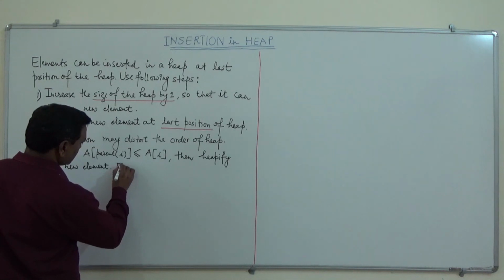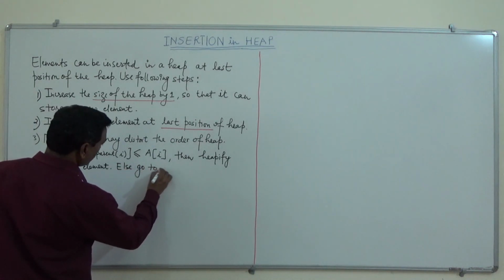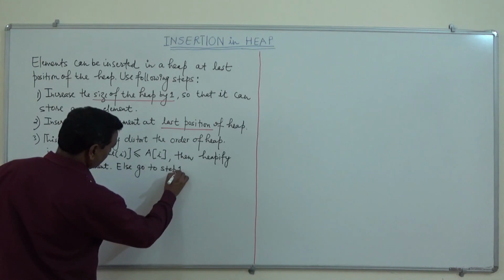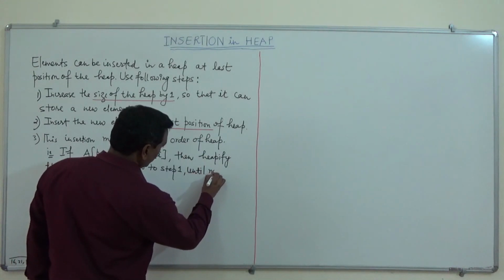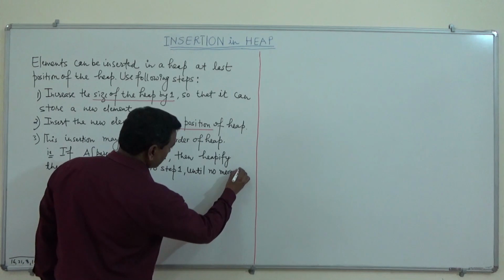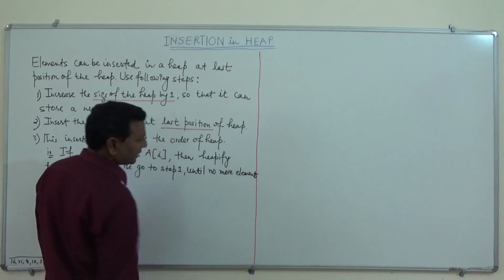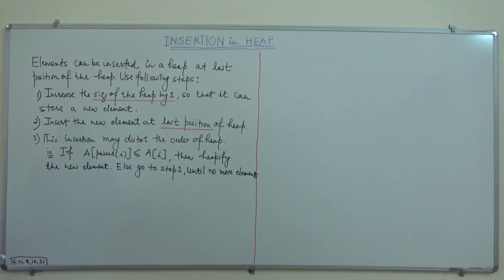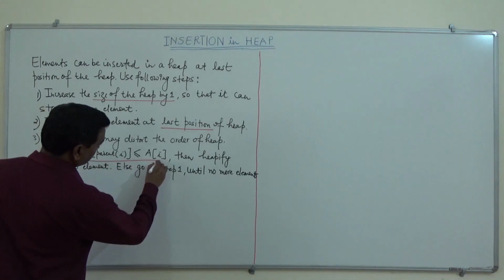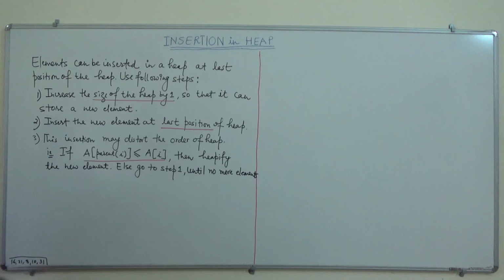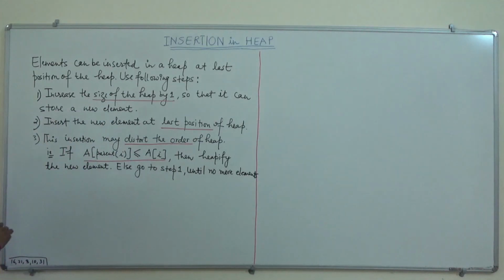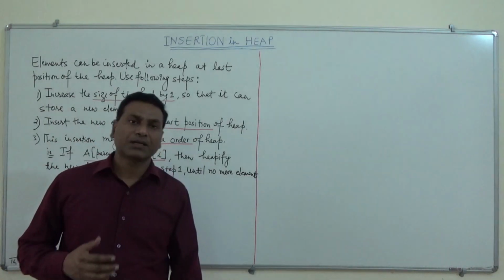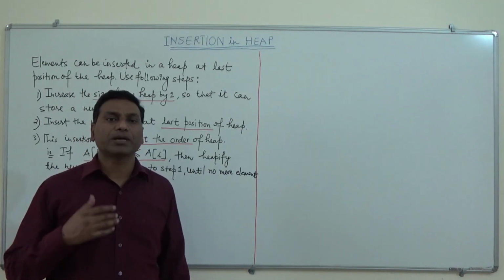Else go to step 1 until no more elements are left to insert. So we have to check here whether the parent is greater than the children or not. Now we will understand this with the help of an example, how we can create a heap or how we can build a Maxheap.